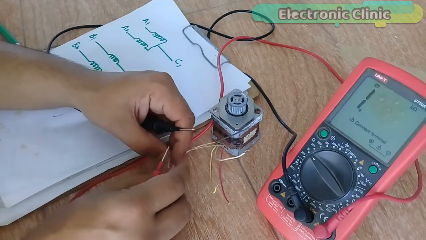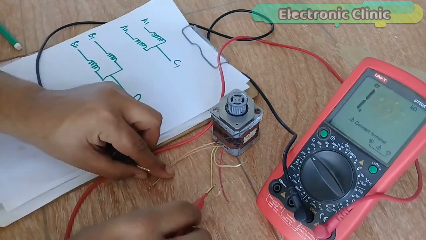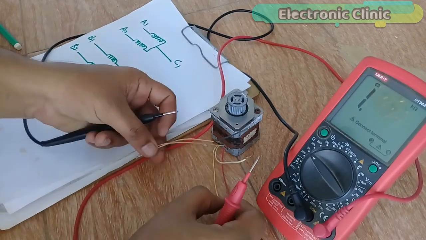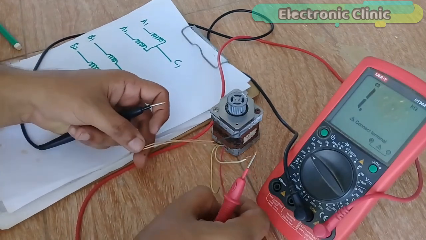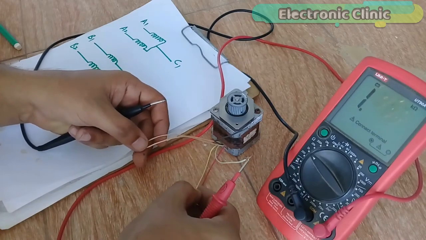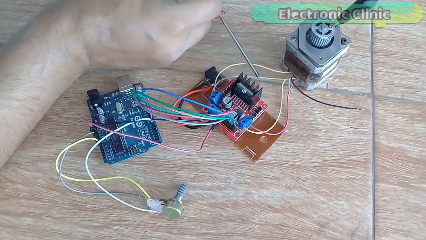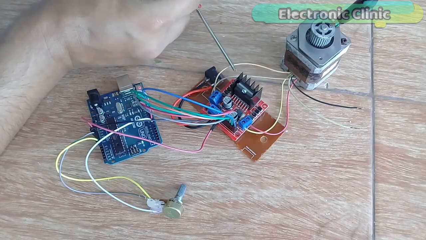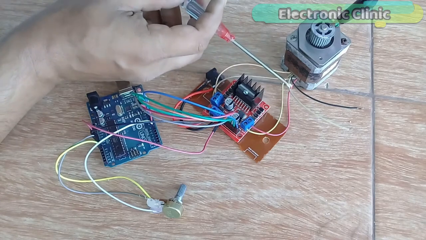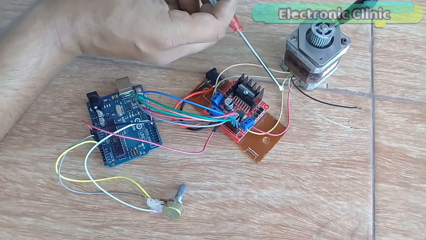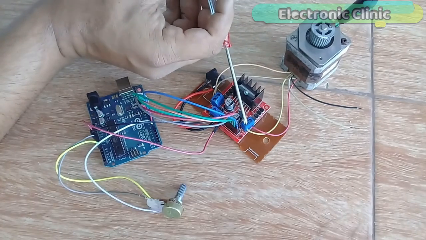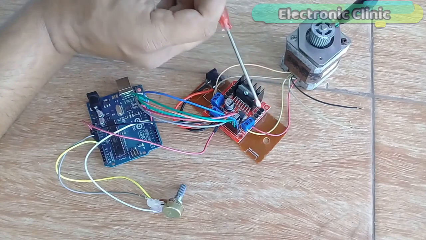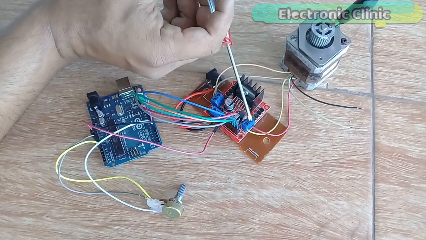And we'll only connect these 4 wires with the L298N motor driver. So this is how easily we can find the common wires of the 6-wire unipolar stepper motor. The 2 wires of group 1 are connected with out 1 and out 2. The 2 wires of group 2 are connected with out 3 and out 4. While the black and white wires, which are the common wires, are not connected.